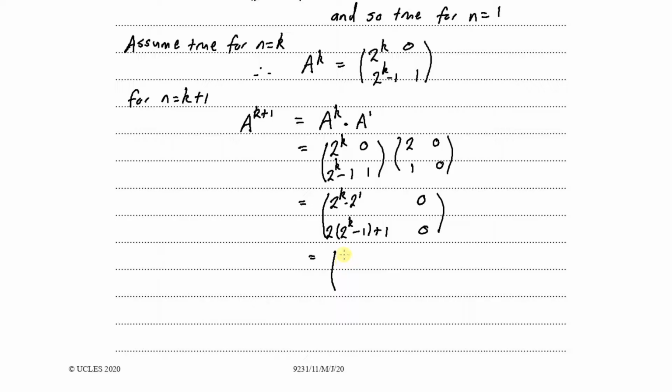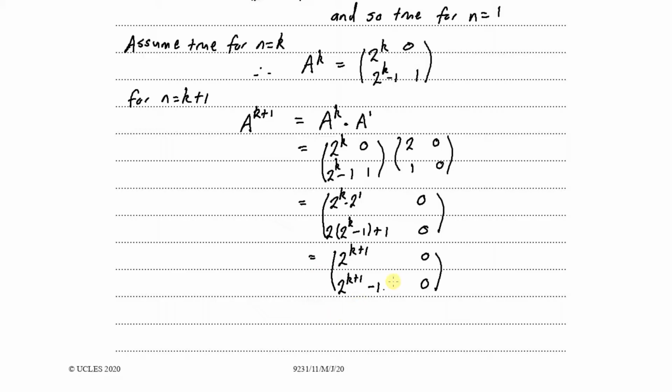This is going to give us 2 to the power k times 2 to the power 1, which is 2 to the power of k plus 1. The 0 remains here. And here 2 times 2 to the power k minus 1 is 2 to the power of k, plus 1. And 2 times minus 1 is minus 2. And minus 2 plus 1 is minus 1. And here we've got 0.